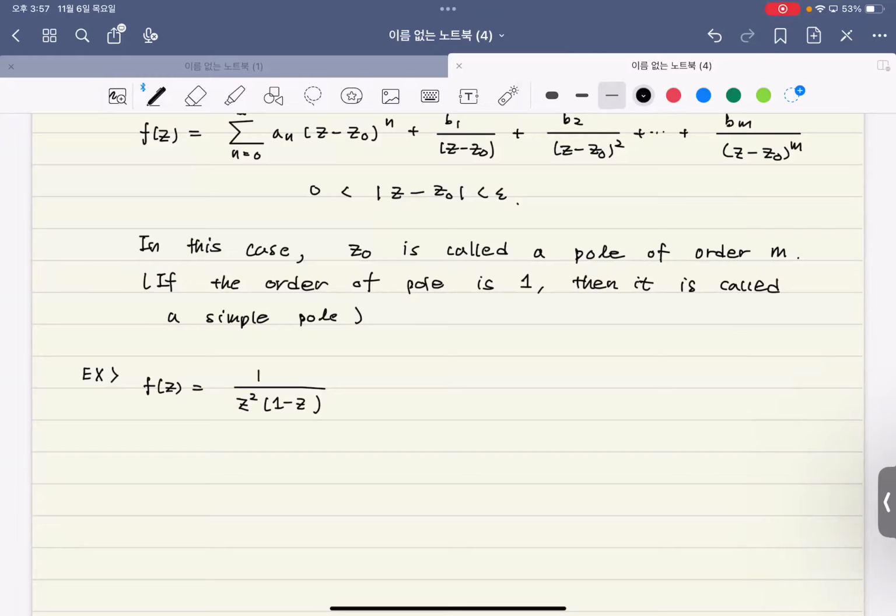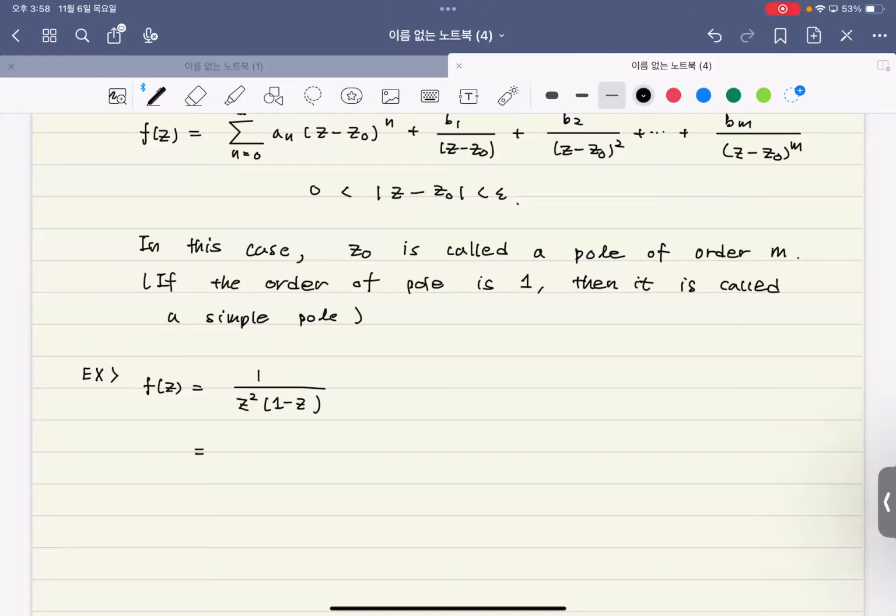Let me try to find the singularities of this function. Clearly, when z equals 0 and z equals 1, my function is not defined, so I can find two obvious singularities. And so how can I determine the order of these two poles?